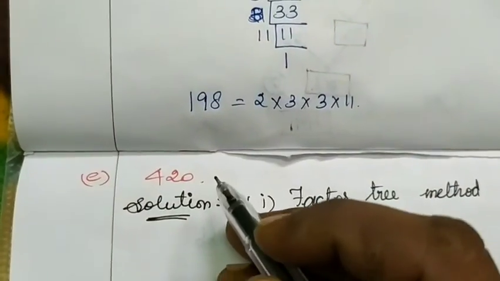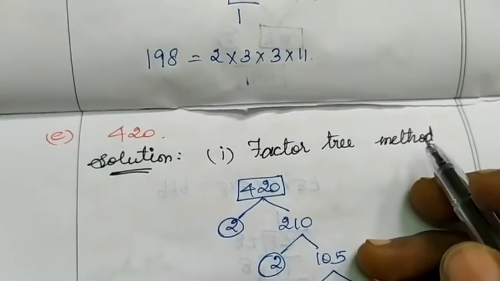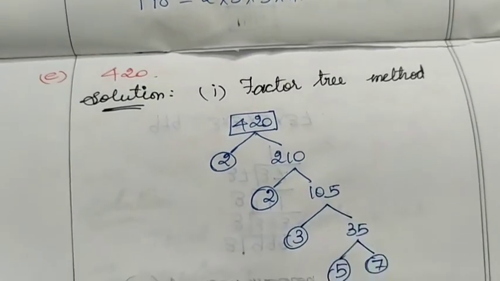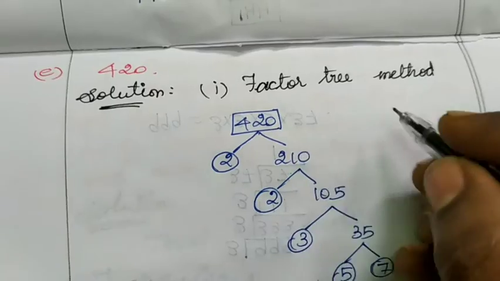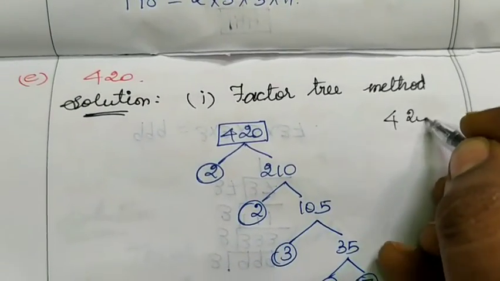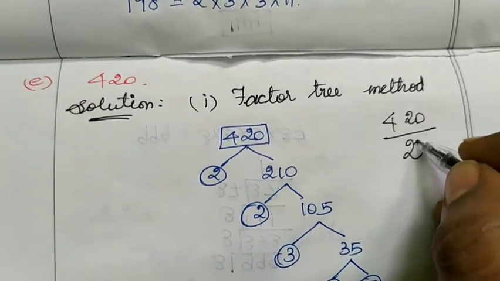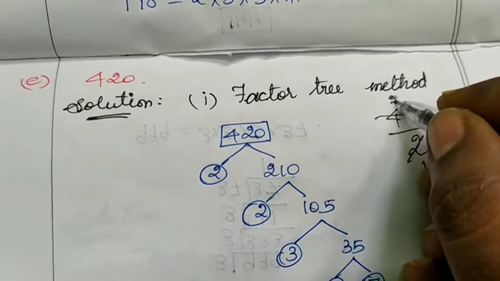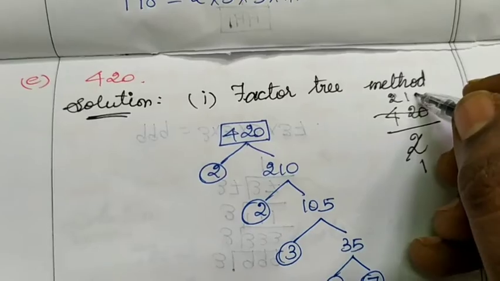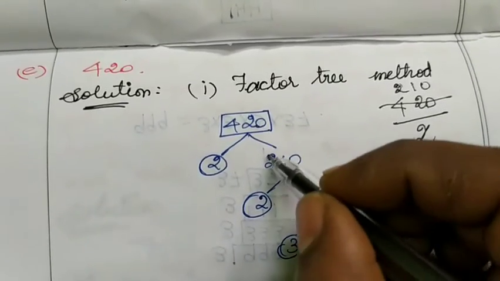420. Okay, first we take the factor tree method. 420 comes in the 2 table. Okay, so how many times? 420 divided by the number 2. 1 2 is 2, 2 twos are 4, and 1 2 is 2, and we have 1 0, so 210.